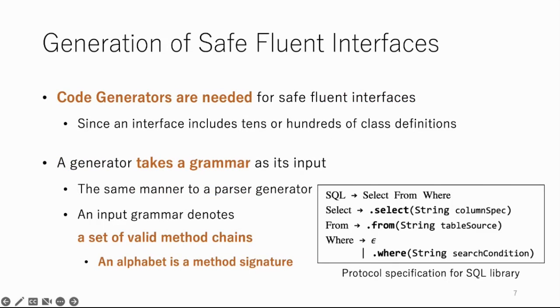So if there is a well-designed safe Fluent interface, programmers can easily write their program, can easily develop their software, and it is readable. However, developing such an interface by hand is not realistic because a safe Fluent interface needs many classes, tens or hundreds of class definitions to encode such data structures like stack or tape. So a code generator is needed.